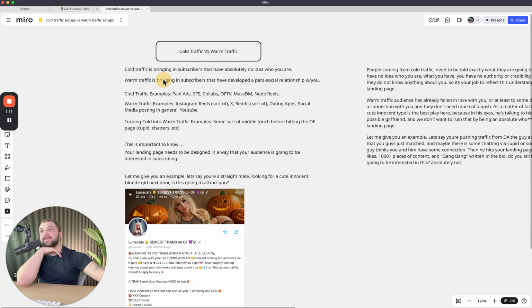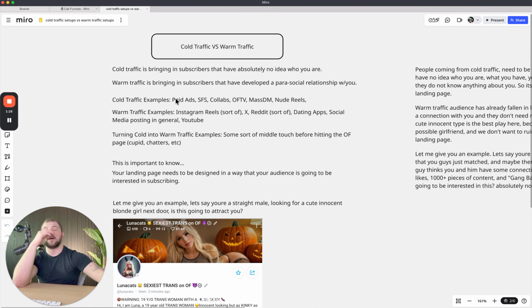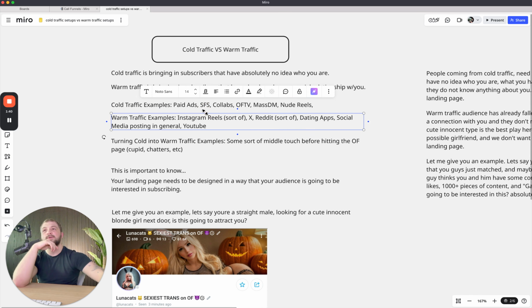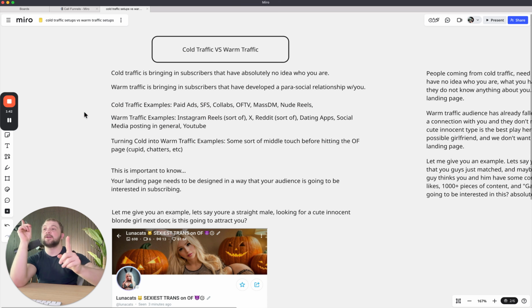Now, cold traffic examples are going to be paid ads. So OnlyFinder, Traffic Junkie, you name it, Meta, anything that's paid advertisements, okay? Then shout for shout is going to be cold traffic, just pushing people from one page to another. These people have no idea who you are. They're only going over to you because the person is telling them that you guys are best friends or whatever.